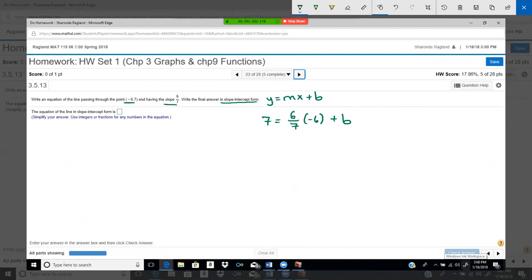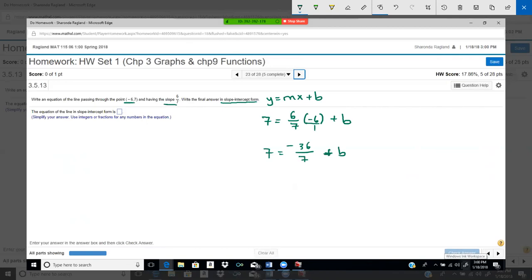All right, so if we put this over 1, we have 7 is equal to, when you multiply the top, that's -36, and multiply the bottom numbers, that's over 7 plus b. Now, how do you solve for b?